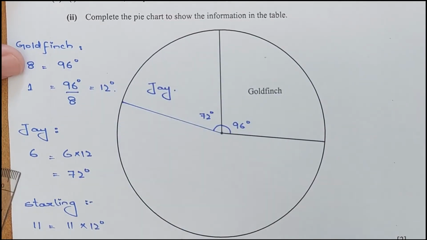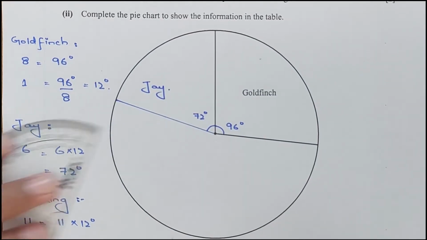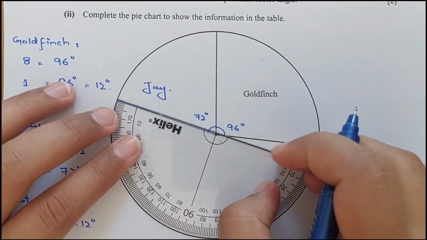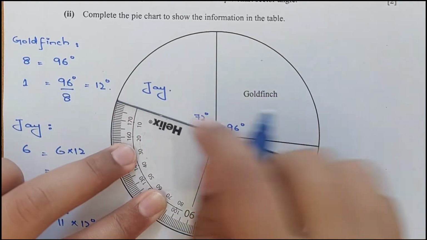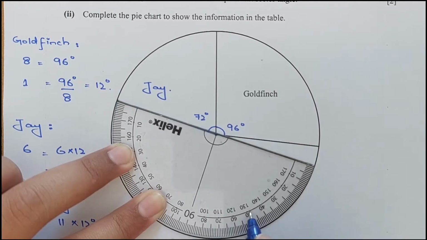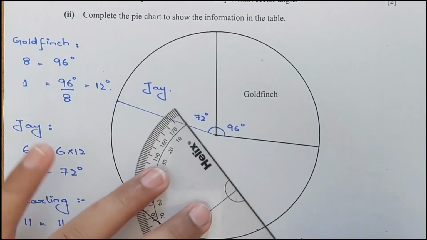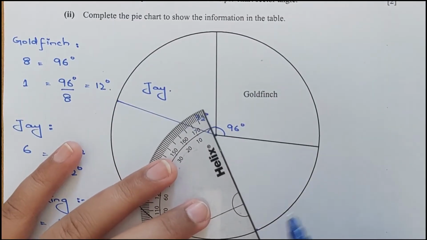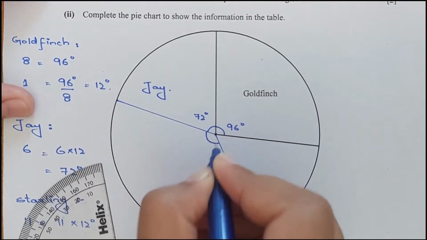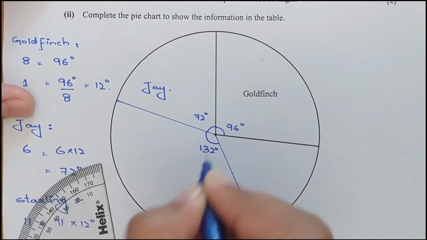The next is starling, which angle is 132. Okay, 100 is this. This is 100, 110, 130, 132 is over here. This is 132, and that is starling.